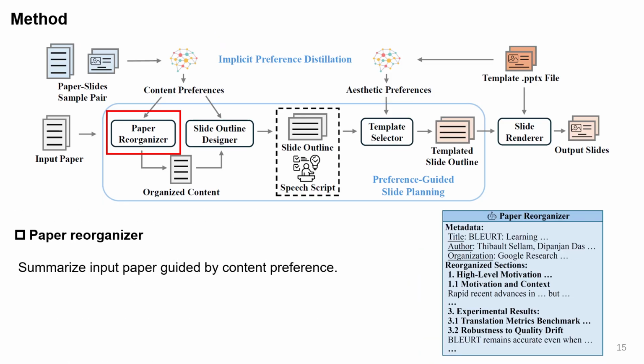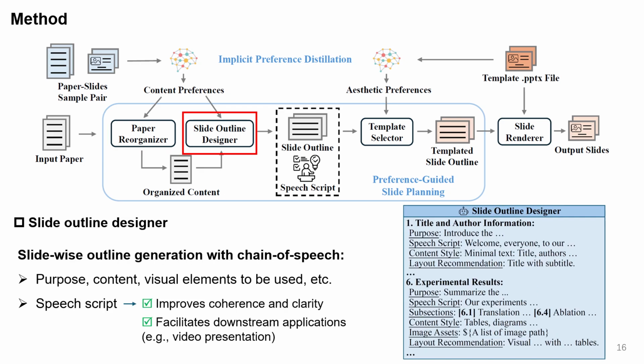After preference distillation, a paper reorganizer agent summarizes and reorganizes the input paper guided by content preference. Then a slide outline designer, powered by a large language model, predicts a slide-wise generation plan. Here we introduce a chain-of-speech mechanism that generates speech strips during slide-wise planning, which not only improves coherence and clarity, but also facilitates downstream applications, such as video presentation.